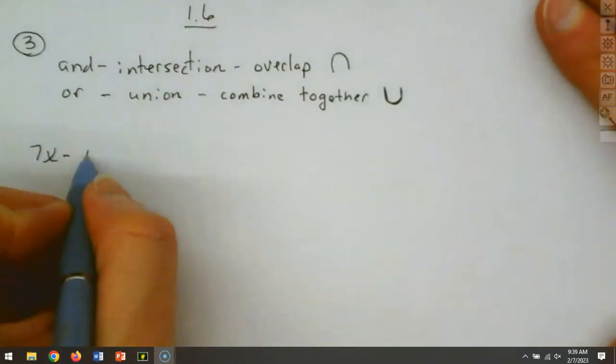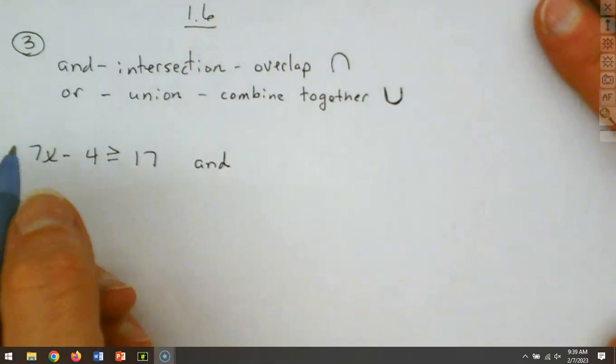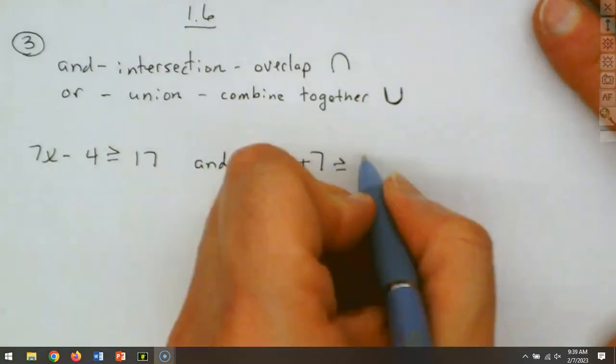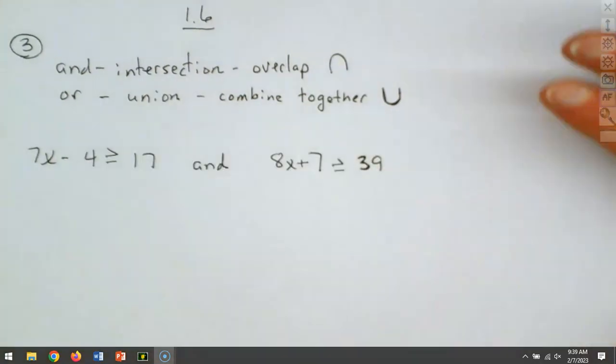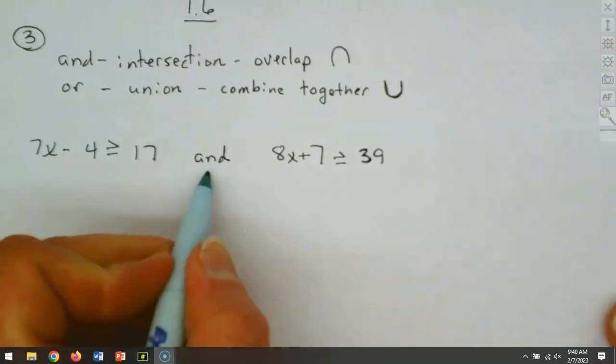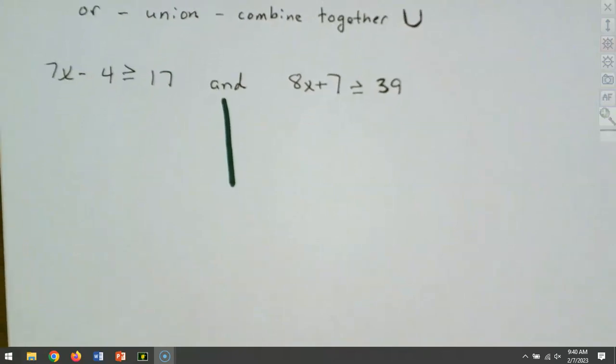7x minus 4 is greater than or equal to 17, and 8x plus 7 is greater than or equal to 39. So what are we going to do? If I gave you this question, and this is something you'll see on your exam, something similar to it, this is a pretty easy one. Where did we begin? We begin by splitting it in half. We're going to do each one individually, and then we're going to put them on the same number line. So we'll go ahead and work each one of these out individually.